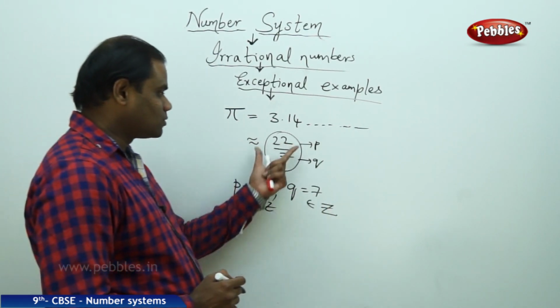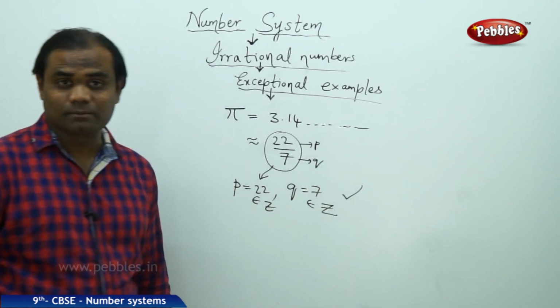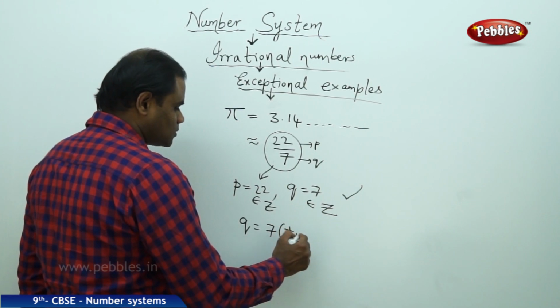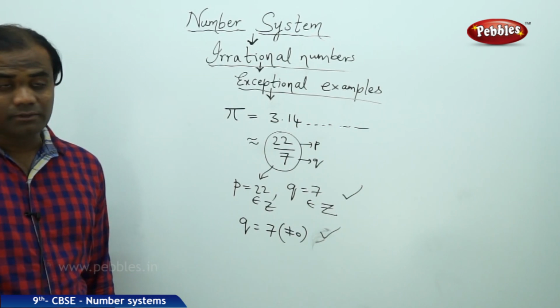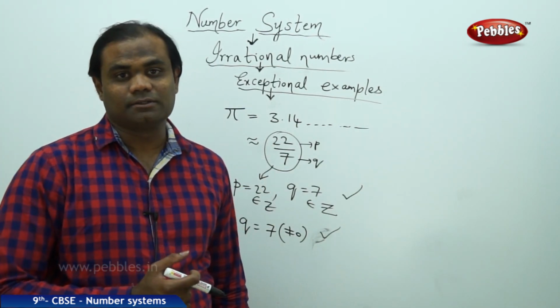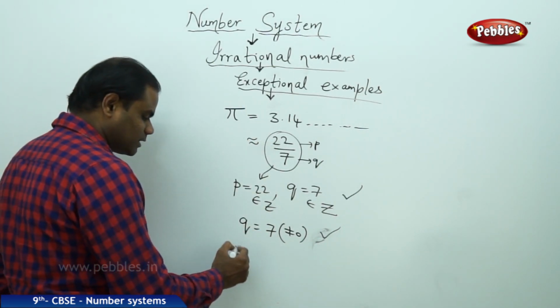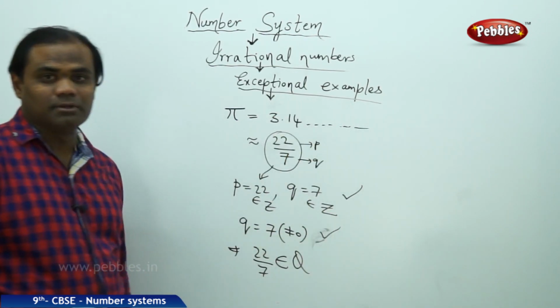Therefore, this number pi, which is 22 over 7, passes through test number 1. And similarly, my denominator, which is q, is not equal to 0, which is test number 2, which the number 22 over 7 passes as well. When you see this clearly, because of the two tests, 22 by 7 is a rational number.